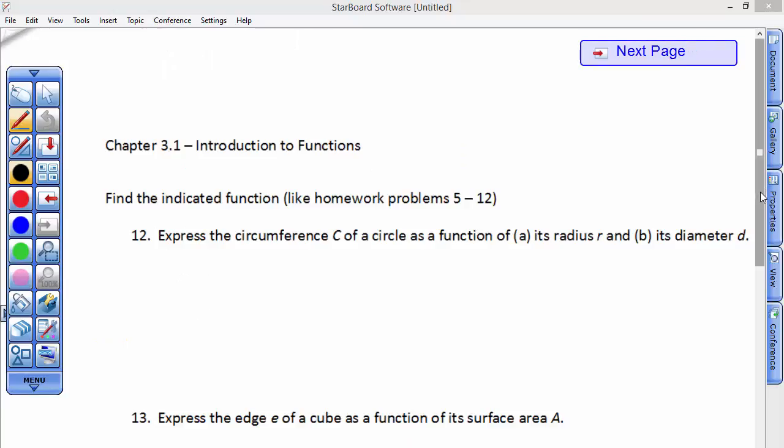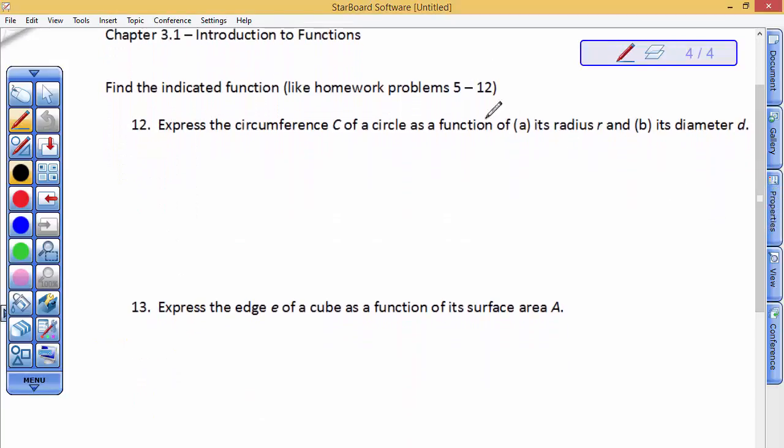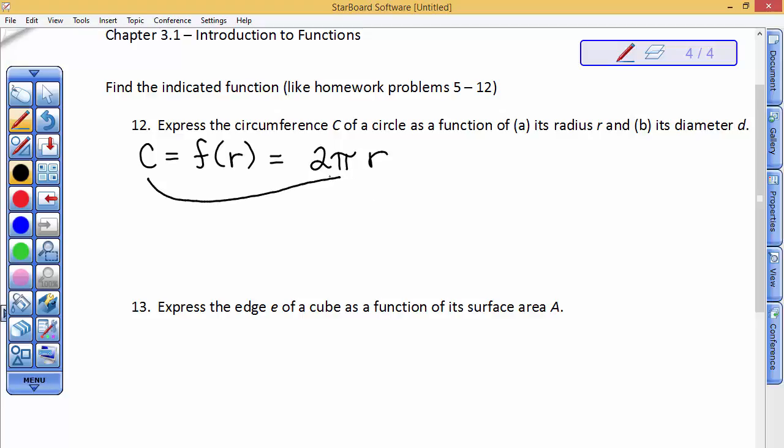No numbers involved. I'm going to ask you to write a formula to express the circumference of a circle as a function of its radius. Circumference of a circle as a function of its radius. That's what that sentence says. Well, it happens that I know from previous work that the formula for the circumference of a circle is 2 pi times the radius. And I'm all done because this equation is in terms of the letter r. It is C is 2 times pi times r.